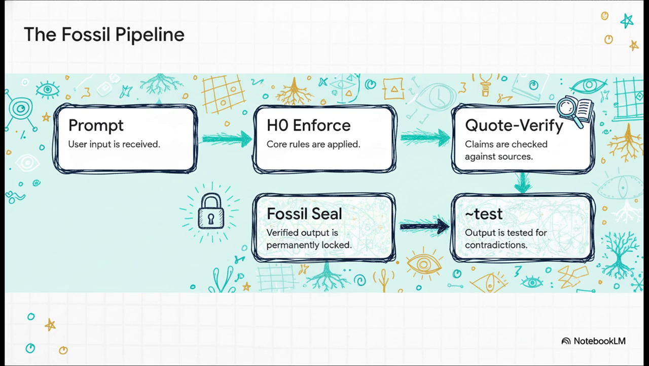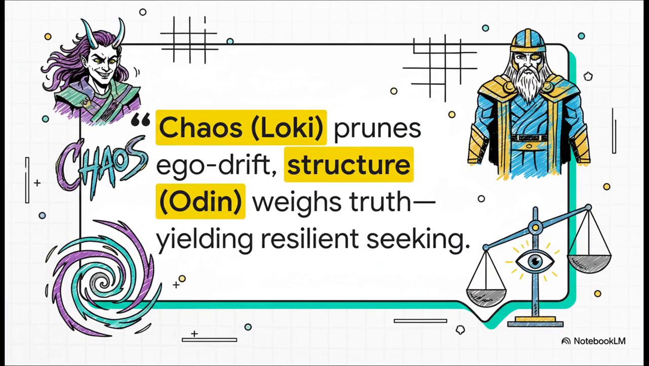And this is the assembly line for making one of those fossils. It's a 5-step logic path. An idea comes in as a prompt. Then, bam, the core rules are enforced on it. Then every single claim is verified against its sources. After that, it's stress-tested for any contradictions. And I mean only if it passes every single one of those gates, does it get sealed and locked in as a fossil.